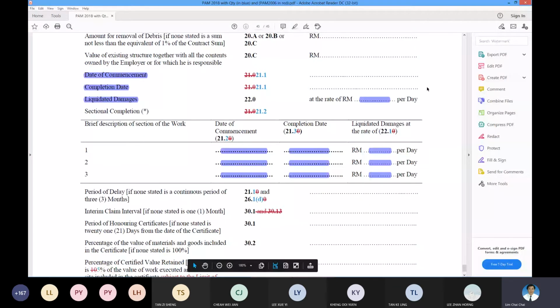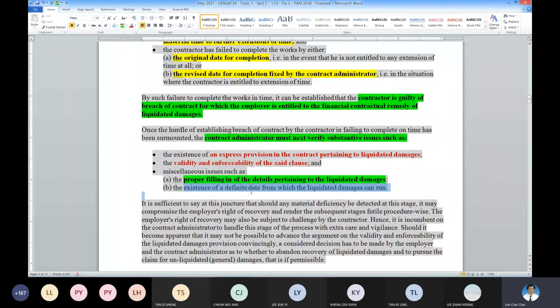There must be a starting date, ending date, and LD amount here. This is the proper one. Without your starting date, ending date, and the amount, your LD provision is defective. Similarly here, a starting date and ending date without LD for each section is defective. Clear? So if you have all these definitive dates, then only can the computation of LD be calculated properly. If not, you don't know how or when the LD commences.